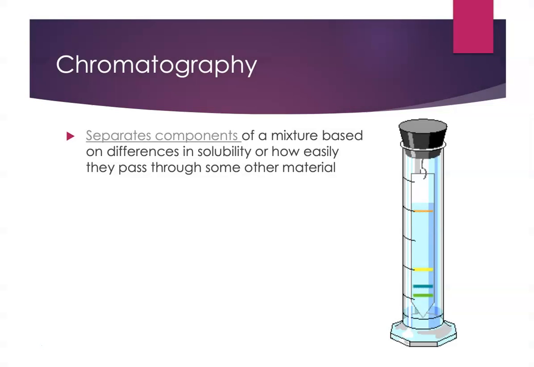Another method that we might use is chromatography. Chromatography separates the components of a mixture based on solubility differences. So in paper chromatography, the pigments might be attracted to the paper to some degree. They might be attracted to the solvent to some degree. And the differences in these solubilities would affect the rate at which the pigments move up the dye.